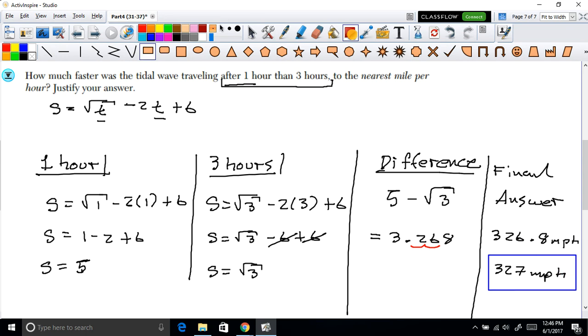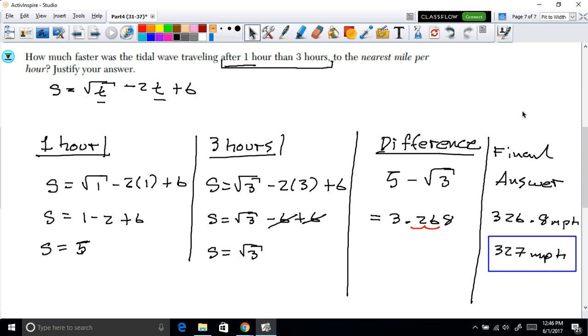This will be the conclusion for our last example for the Regents review for January 2017.